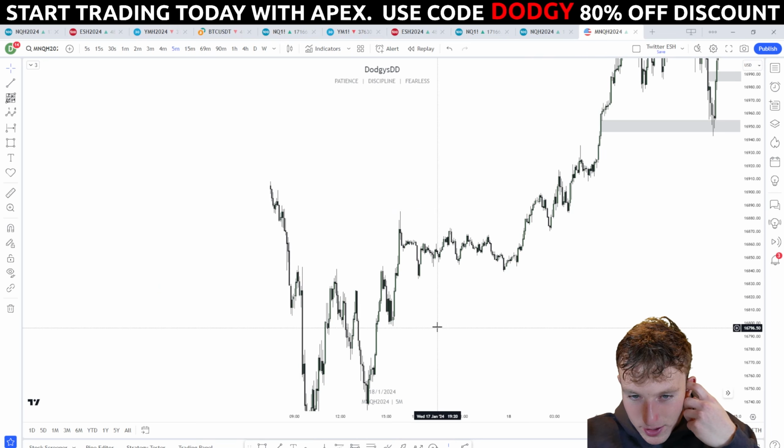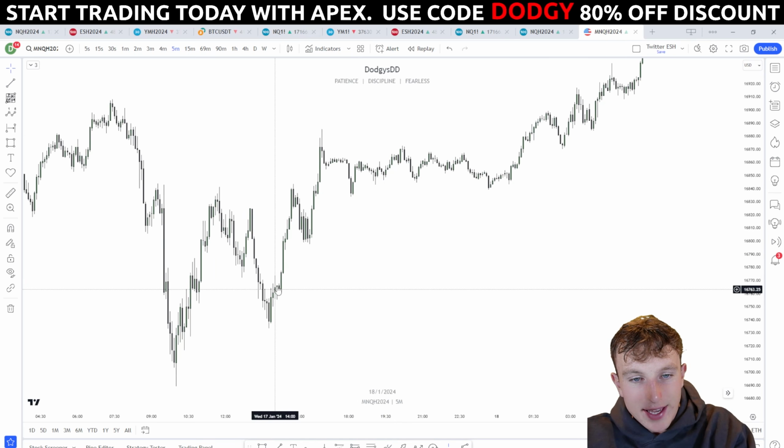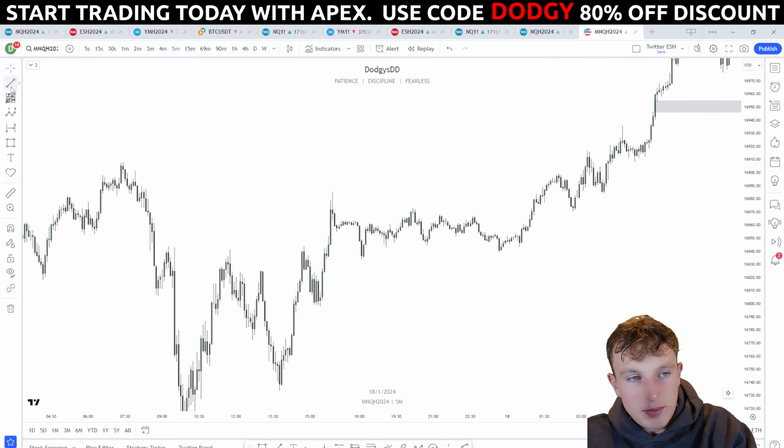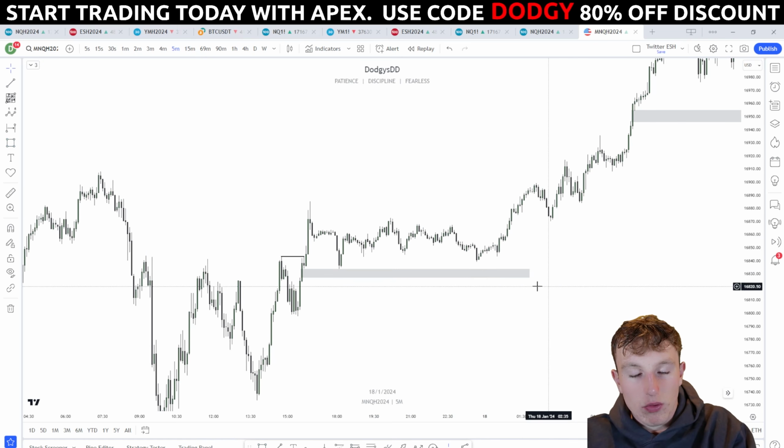Same with open. Or same with even right here. We get displacement here, right? Look at all this displacement over this high. You don't need quarterly theory to tell us we're going to bounce off this fair value gap here. You don't need that, guys.